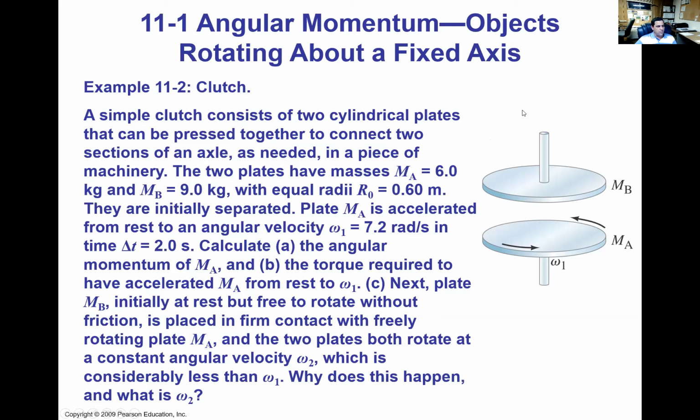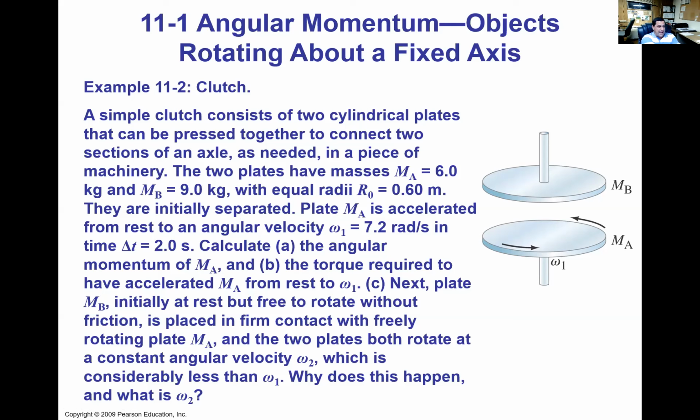So they're on two axles, and plate A has a mass of 6 kilograms, plate B has a mass of 9 kilograms. They both have the same radius, 0.6 meters, and they are initially separated by some distance. Plate A is accelerated from rest to an angular velocity of 7.2 radians per second in a 2-second time span.